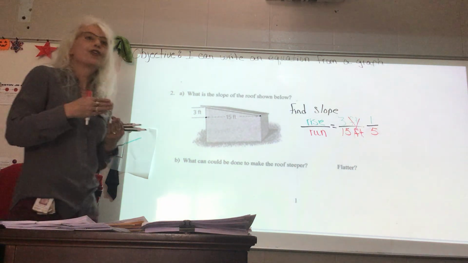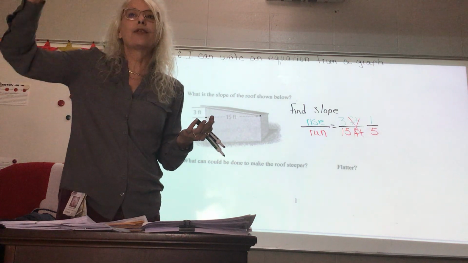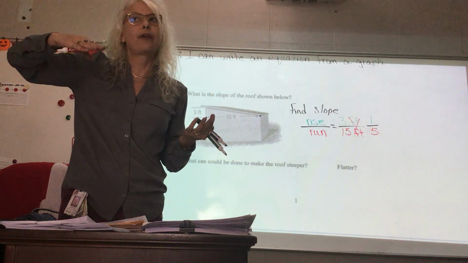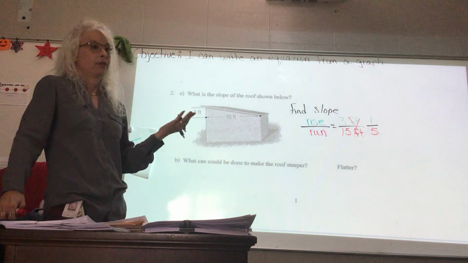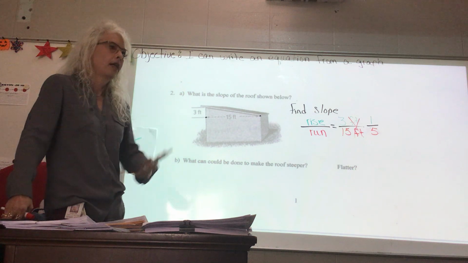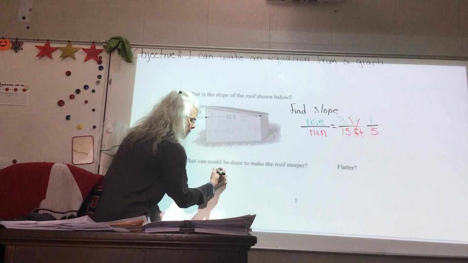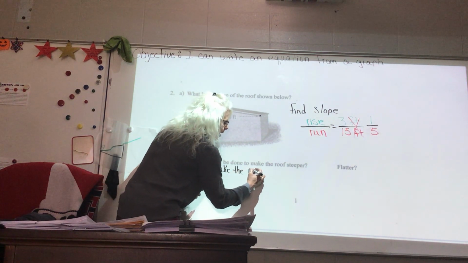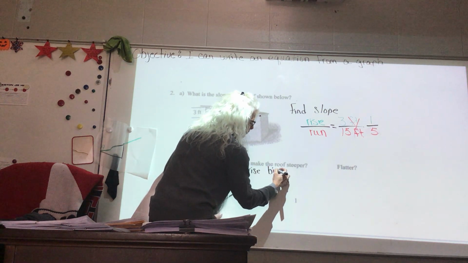So at first he said, change the rise. What would happen if I made the rise shorter? Would the slope get bigger or flatter? Flatter. So do you see where at the beginning you just said, change the rise? You see where you had to add the rest of that on? So to make it steeper, make the rise bigger.